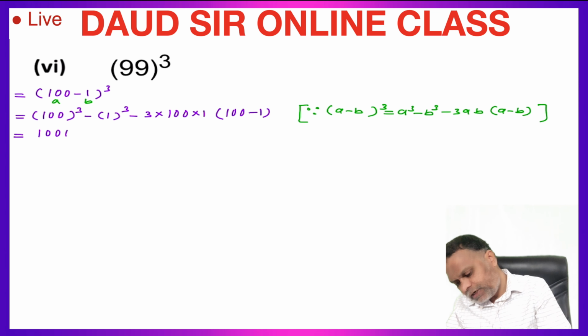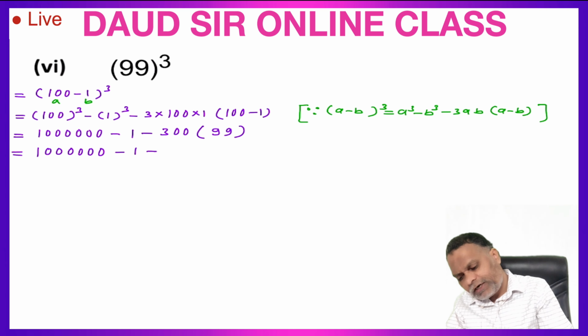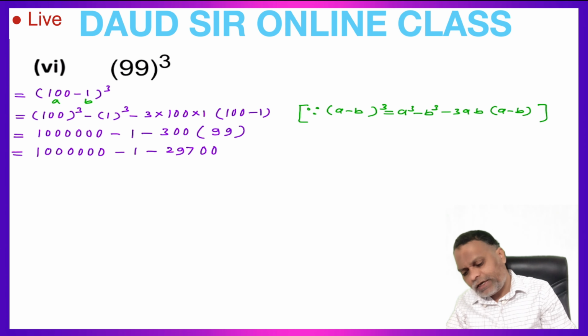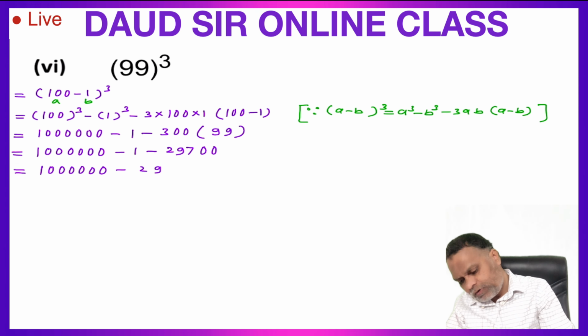Which is equal to 100 cube, put 6 zeros, 1,000,000, minus 1 cube, 1, minus 300 into 99. 300 into 99 is 29,700, 3 nines are 27, 2 3 nines are 27 plus 2, 29. So this is 1,000,000 minus 1, both minus, so add them, 29,701. Subtract this.